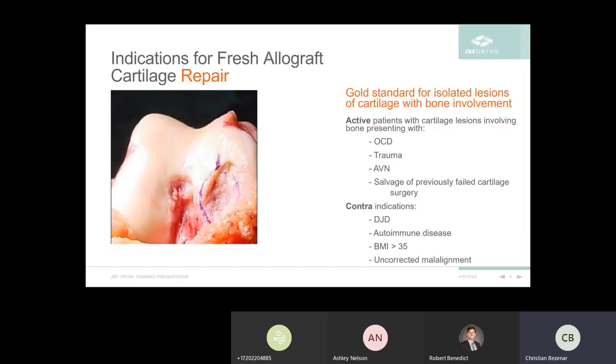So from an overall indication standpoint, again, we're thinking larger, we're thinking involving cartilage, tide mark, and subchondral bone. And those disease processes typically include things like osteochondritis dissecans or OCD lesions. They could be traumatic, acute traumatic lesions, avascular necrosis or AVN, or salvage based on previous cartilage surgeries.